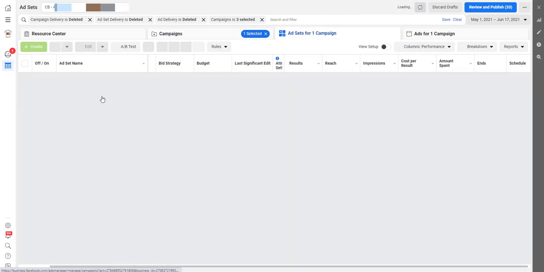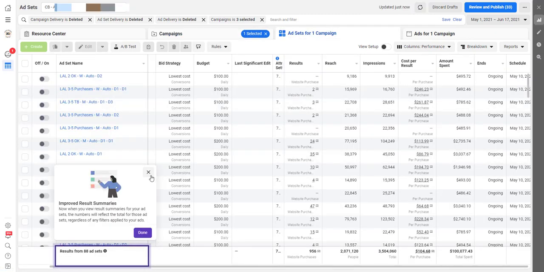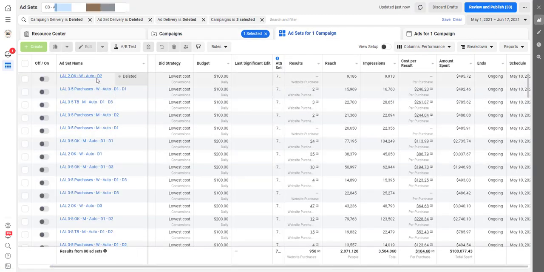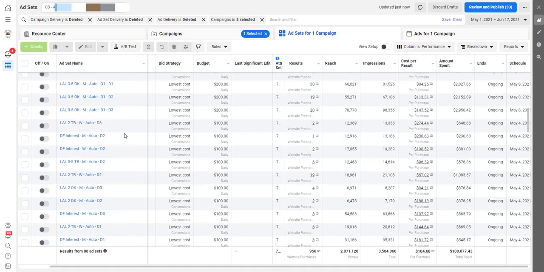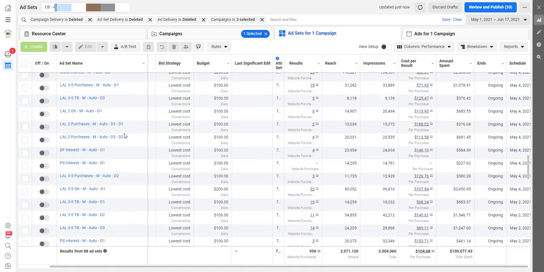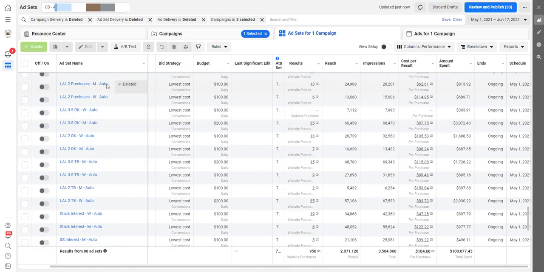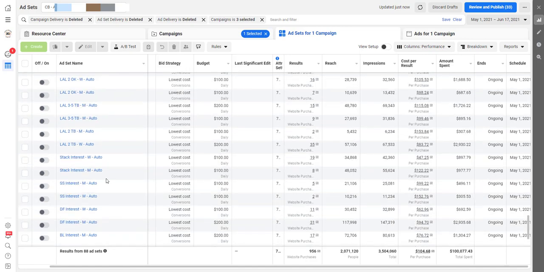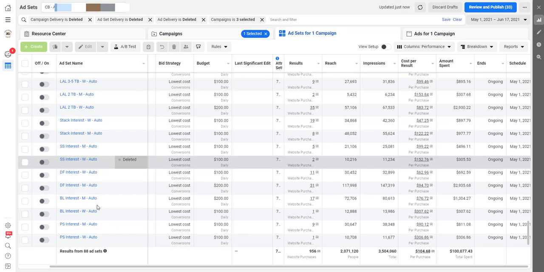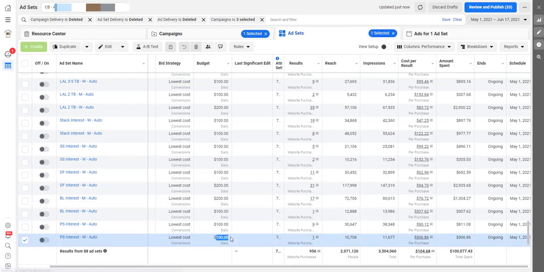And if I open this up, we can see the campaigns that we ran. And you can see a whole load of D1, D2s, D3s. These are duplications, right? So if I scroll down, we should start to see the ones without any duplications. So here they are. Auto, we can see here no Ds, no D1, D2, D3s. These are the original ad sets that we started with, okay? And we started them each at $100 per ad set.